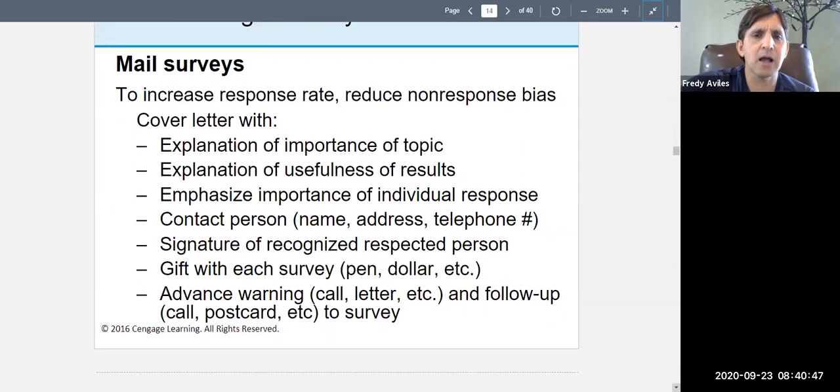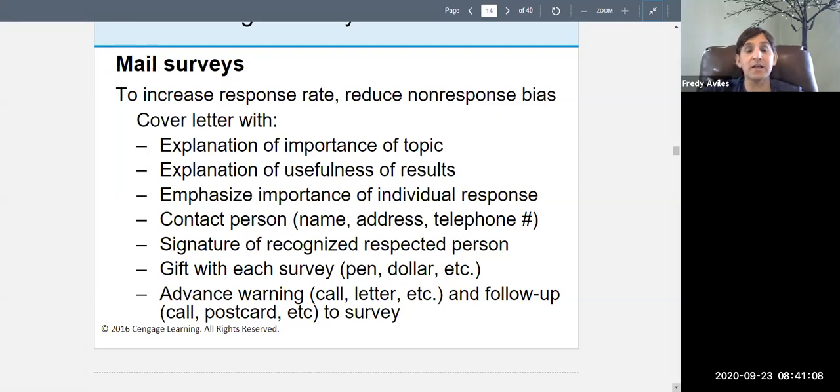Other problems, or actually the way to deal with some of these problems: the way to increase the response rate and reduce the non-response bias, the way to make more people participate, more people send it back. Basically, make it so you get a more representative sample.